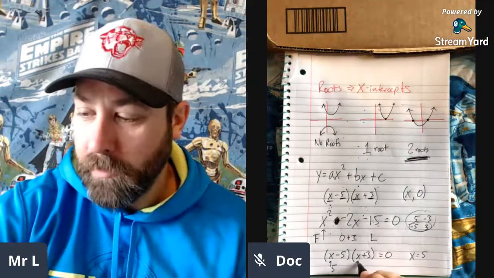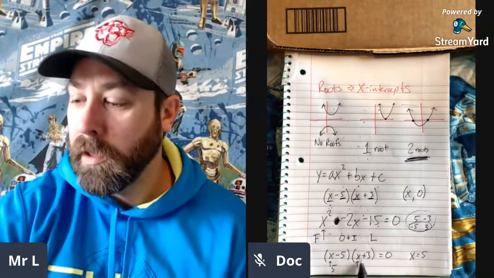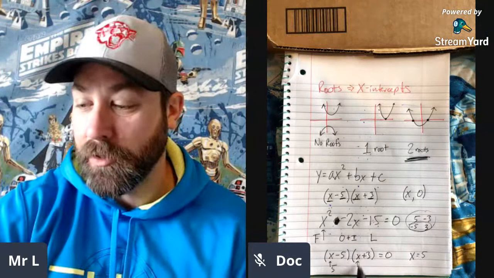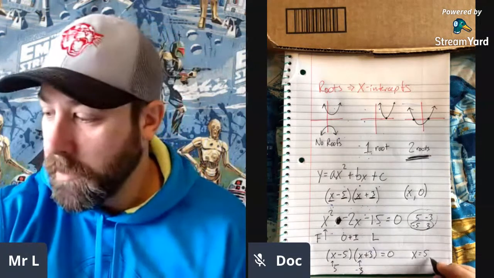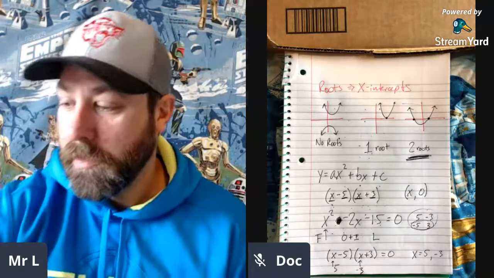Okay, well, what about here? What's a number I could put in for x on this part of the binomial that would set this part of the problem equal to 0, because 0 times anything is 0? Well, that would be a negative 3. If I plug in negative 3 here, I get 0 times 8, and that, again, would set this whole problem equal to 0. So my x-intercepts are going to be at 5, 0, and negative 3, 0. And again, that's another piece of information you can now use to graph your parabola.